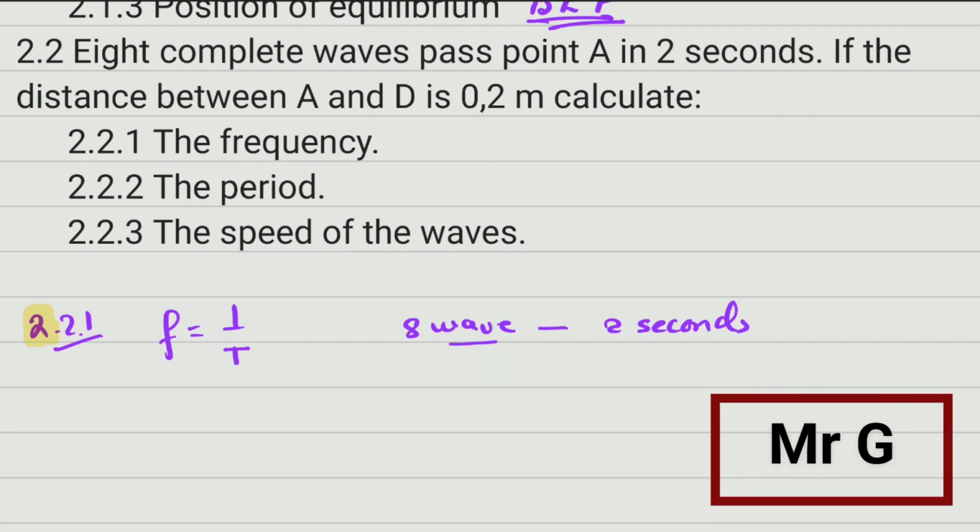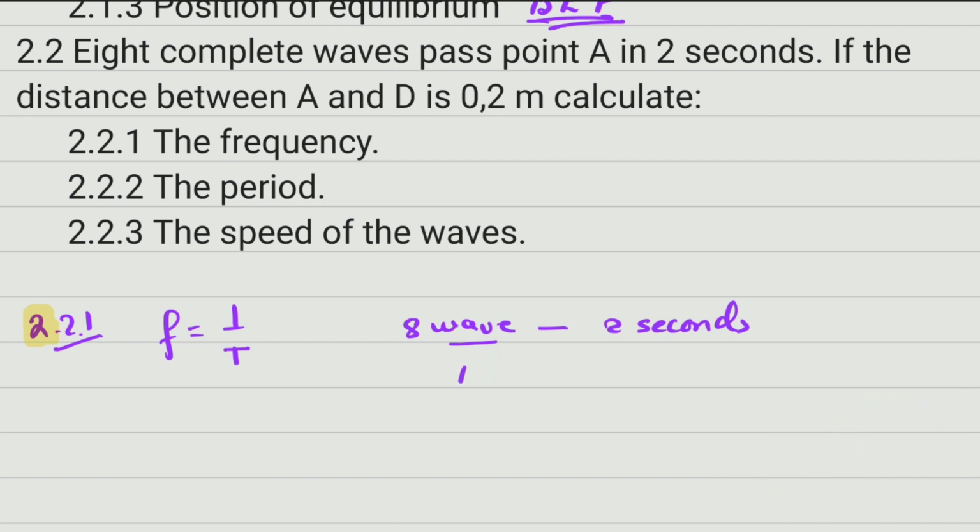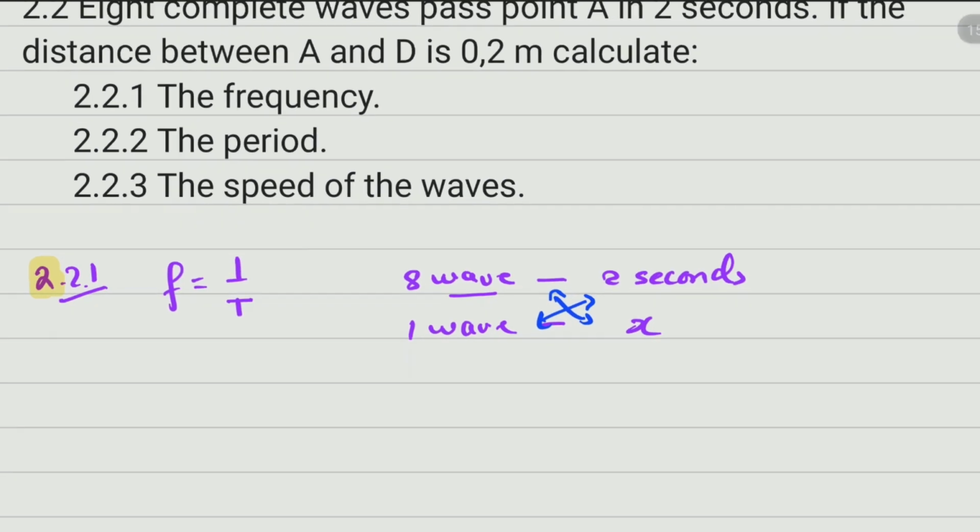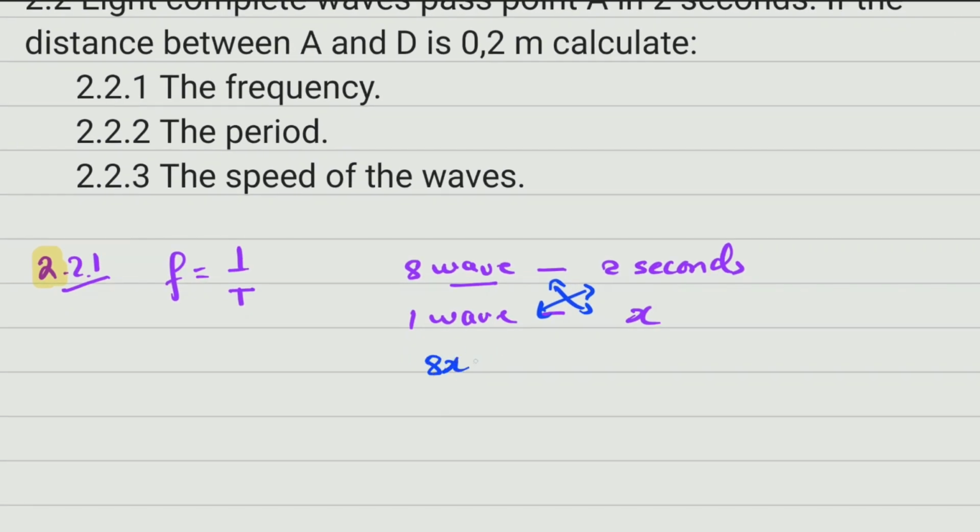8 waves pass a point in 2 seconds. In one wave, which is the period, how long will it take in seconds? We're calculating the time for one wave. So you are going to do a cross product. Remember, we did this just now in the activity in question 1. What do you get here? You get that 8x is equal to 2 multiplied by 1. x is equal to 2 divided by 8, and x is equal to 0.25 seconds, and this is the period.